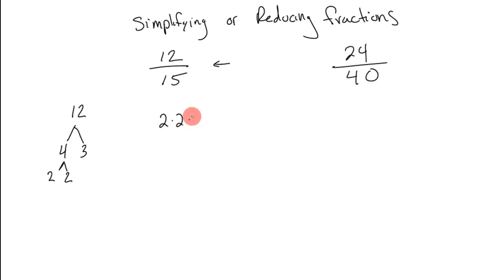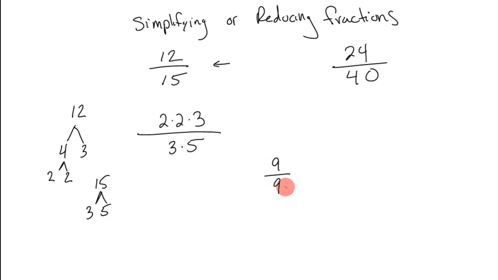12 is 2 times 2 times 3. I'm just rewriting it. I'm going to do the same with the 15. 3 times 5. So now I've just rewritten it. I have 12 on the numerator, 15 in the denominator. And now, before we reduce right here or simplify, I do want to look at one other thing right here.